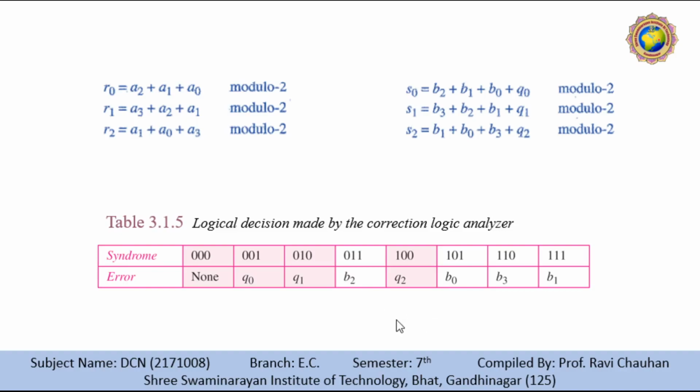The syndrome values in our table are based on the syndrome bit calculation. For this example, if Q0 is in error, only S0 is affected, so the syndrome is 001. If B2 is in error, then S0 and S1 are affected, so the syndrome will be 011. Similarly, if B1 is in error, all 3 syndrome bits are affected, and the syndrome is 111.